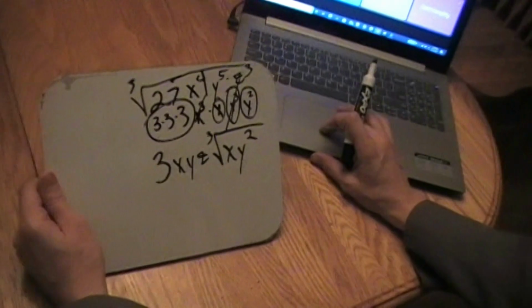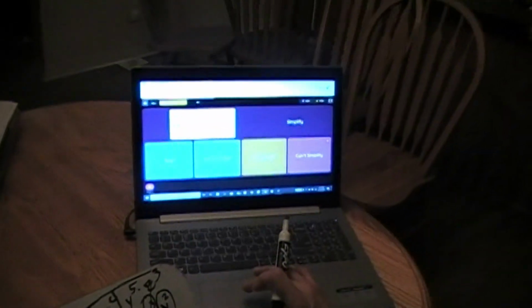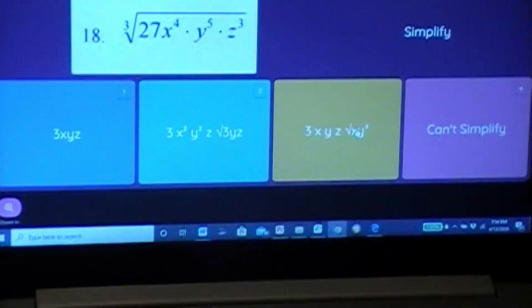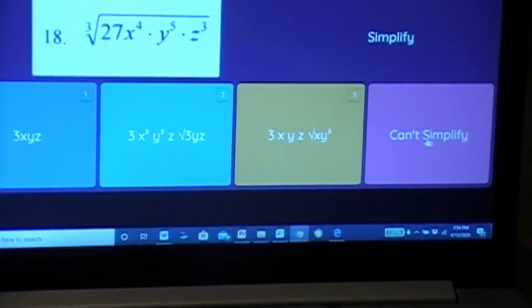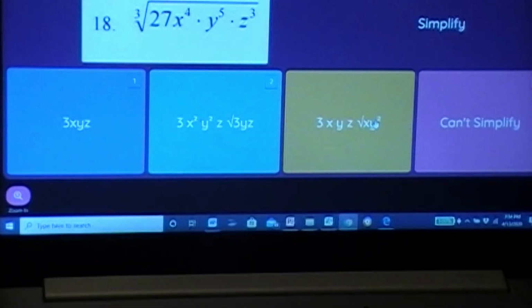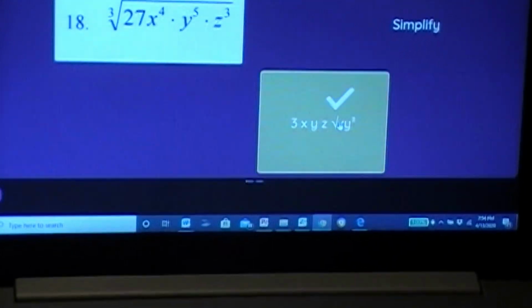So let's find that answer, shall we? Yes, we shall. And that's supposed to be the cubic root. I figure probably a lot of people said can't simplify, but technically that should be the cubic root of xy squared, so that's probably the correct answer.